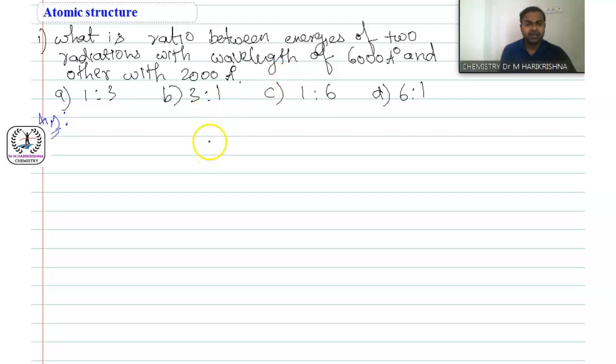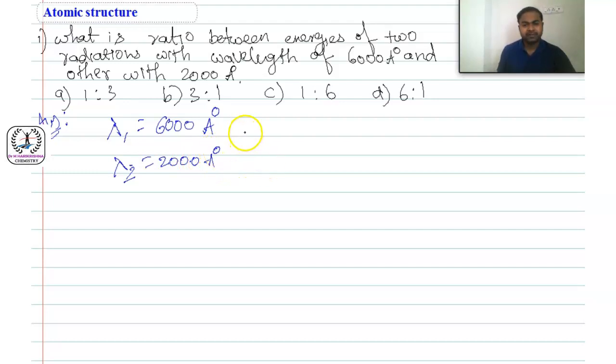So that means lambda 1 equals 6000 angstrom units, and lambda 2 is 2000 angstrom units. Based on this, we have to find out the energies ratio E1 by E2.